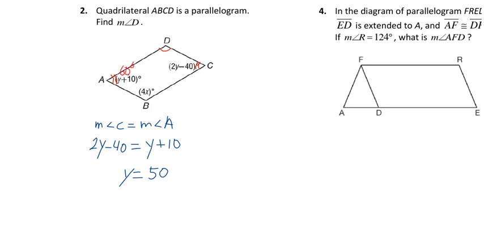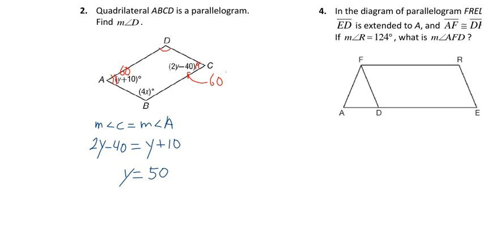And so the other one should also be 60 degrees over here. If we do the computations, 2 times 50, that will be 100. 100 minus 40 is 60 as well. So we do get 60 on both because opposite angles are congruent.